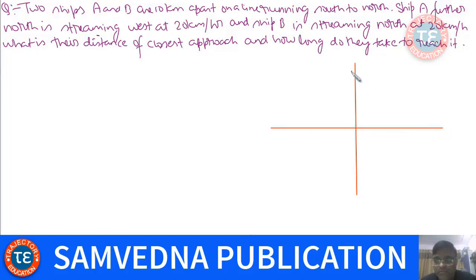So A is on the north, moving west at 20 km per hour, and B is going north at 20 km per hour. All right.